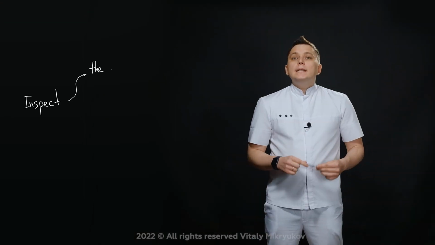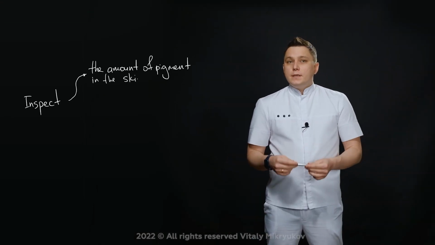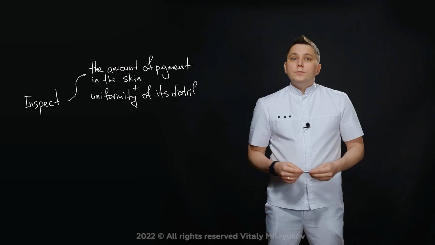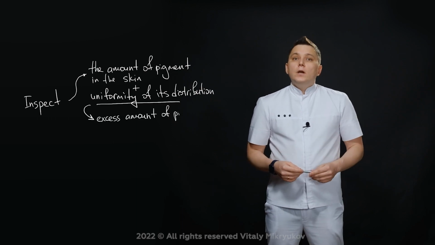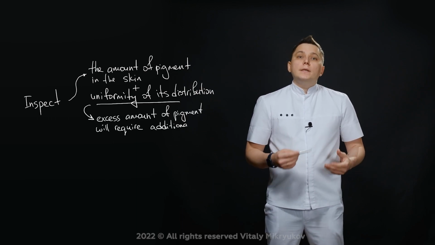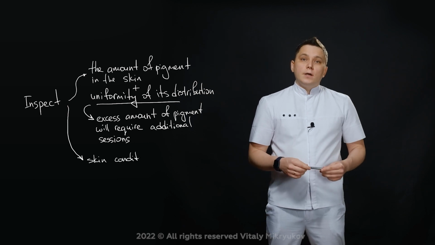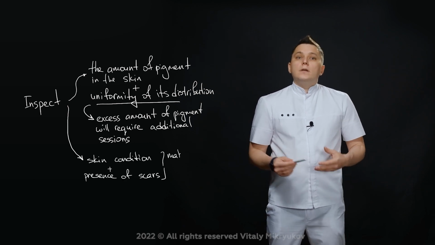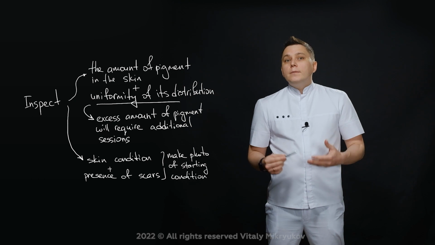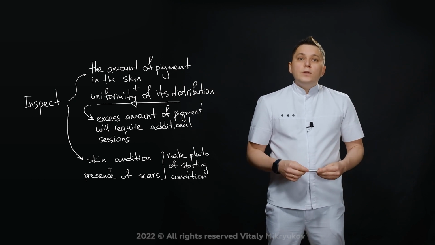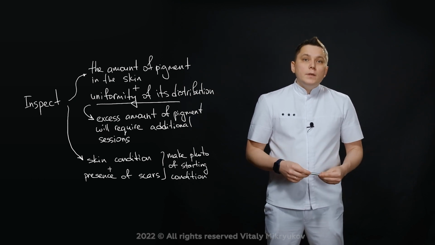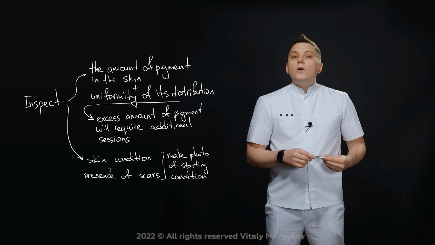The next step is inspecting the amount of pigment in the skin of the subject, the uniformity of its distribution and the skin condition. Wipe off all temporary makeup completely if you are dealing with permanent makeup, and in good lighting use a magnifying glass lamp or ring lamp to inspect the skin. Try to pre-evaluate the amount of pigment in the tissue and the uniformity of its distribution. Identify possible areas with an excess amount of pigment and focus on them.